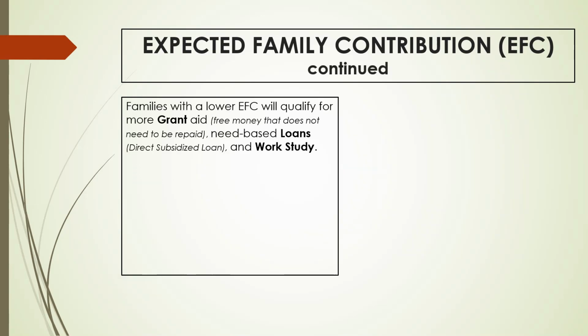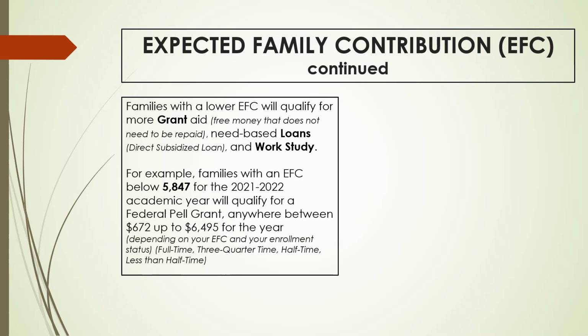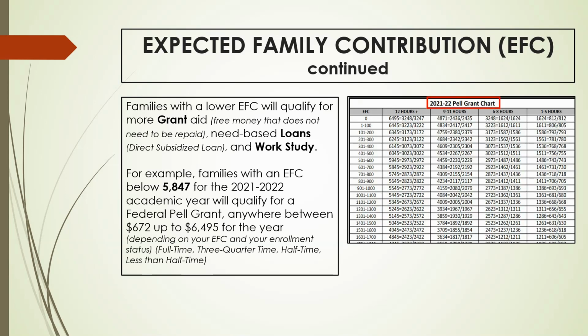So families with a lower EFC will qualify for more grant aid, and that's the free money that doesn't need to be repaid. They'll also qualify for more need-based loans, such as the direct subsidized loan, and also federal work study. For example, a family with an EFC that's below 5,847 for the 2021-22 academic year will qualify for a federal Pell Grant anywhere between $672 up to $6,495 for the year, depending on their EFC and their enrollment status, whether you're full-time, three-quarter time, half-time, or less than half-time.